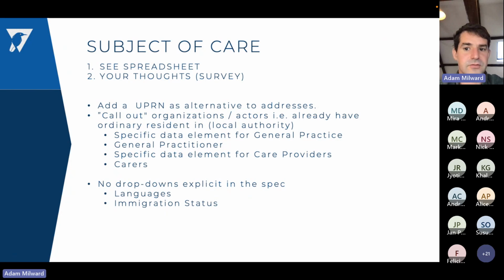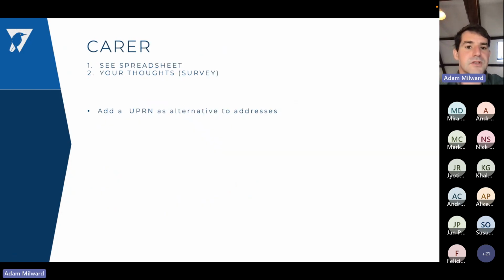So that's what we've found so far, and we'll log all the bits of feedback we get on the call. The next one is the carer. A few people have come up with, should we make this really explicit, have unpaid carer? We'll take the point back and we'll definitely have a discussion about it. For the carer, there wasn't that much feedback in terms of what we needed to do, but using a UPRN as an alternative to address was one area where we could probably improve the specification.